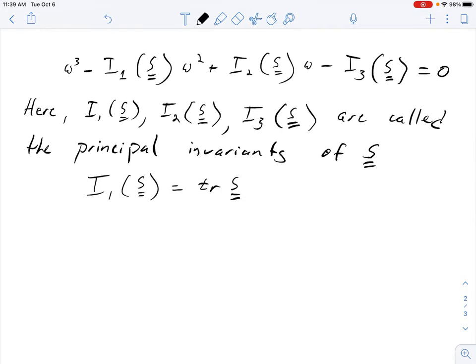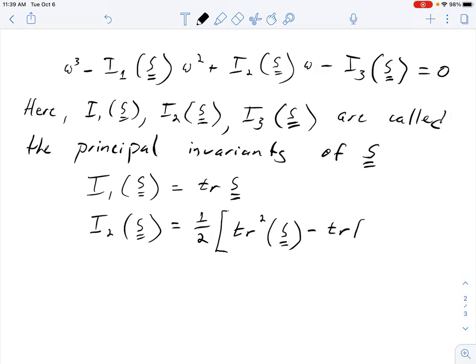Now, in general, if the dimension of V was higher, you would have similar expressions, but like if it had dimension 4, there would be 4 principal invariants that would involve similar things. I2 of S is equal to 1/2 the square of the trace of S minus the trace of S squared, and I3 of S is equal to the determinant.